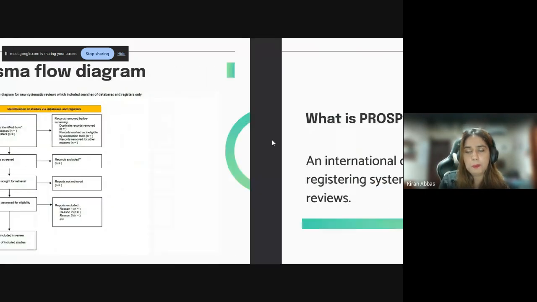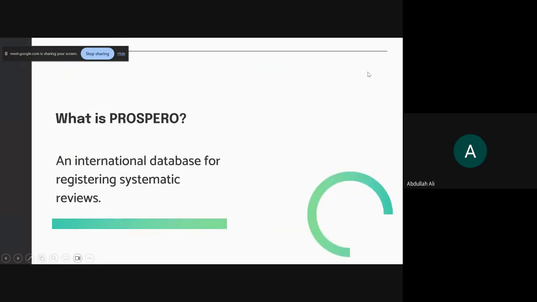ठीक है. Okay. Ma'am, now there is another question. Yeah. Ma'am, Ishan Ahmed is asking that what is the minimum number of included studies for a viable systematic review?